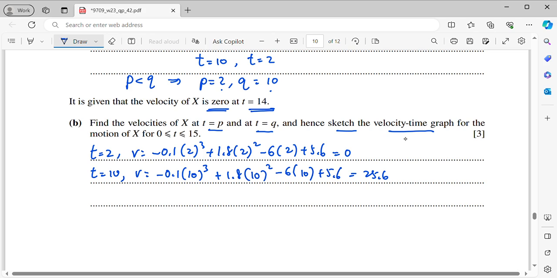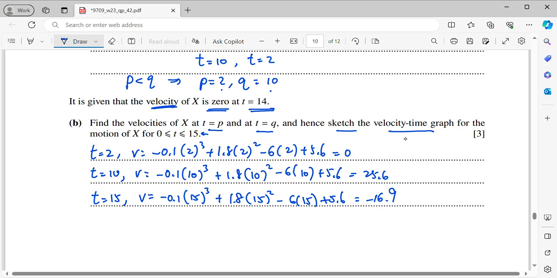Okay, now we know that velocity at t equals to 14 is 0. But then what about 15? So we need to count when t equals to 15. So the v is negative 0.1, 15 cubed plus 1.8 times 15 squared minus 6 times 15 plus 5.6. Then this is going to be negative 16.9.